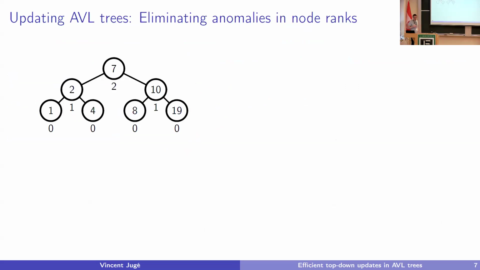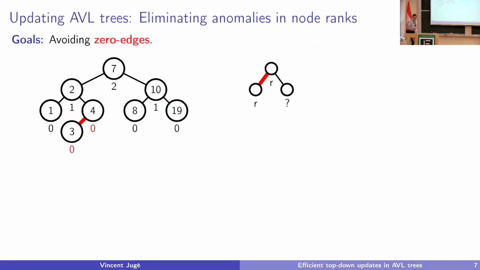So updating AVL trees is all about eliminating anomalies in the node ranks. As we saw before, my new height was incorrect, and I had to correct it again. So for instance here, one kind of anomaly I can have is what we saw before. It is what I call a zero edge, because here I have a zero child somehow. The difference between my rank and that of my parent is zero.